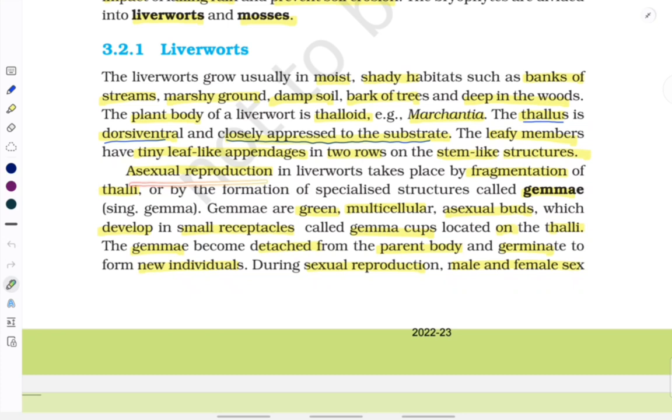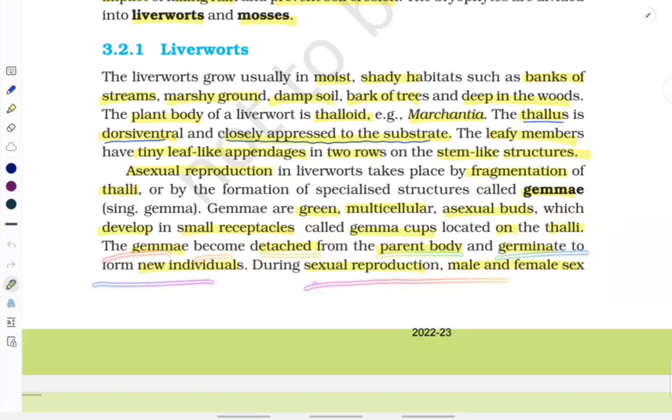Asexual reproduction in liverwort takes place by fragmentation of the thalli or by formation of specialized structures called gemmae, singular gemma. The gemmae are green multicellular asexual buds which develop in small receptacles called gemma cups, which we saw in the diagram, located on the thalli. The gemmae become detached from the plant body and germinate into new individuals.